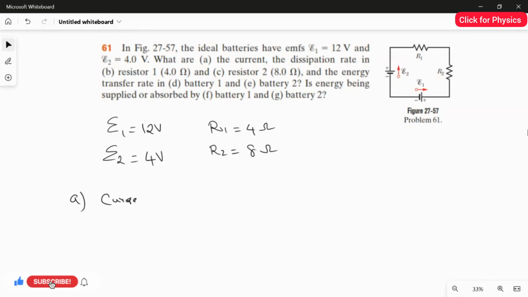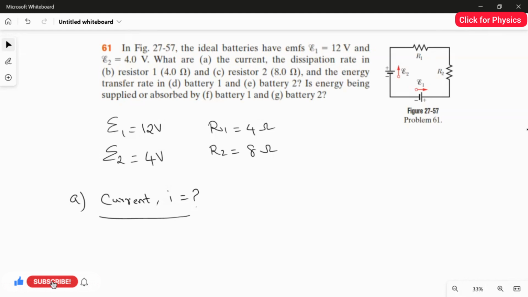So in the first part of the question, we are going to find the current. So what should be the current in the circuit? That means we are going to find the value of I. So if you want to find the answer for the current, first of all, you have to apply the loop rule or Kirchhoff's voltage rule in this circuit. So what we studied? The algebraic sum of the EMF is equal to the algebraic sum of the product of resistance and its respective current.